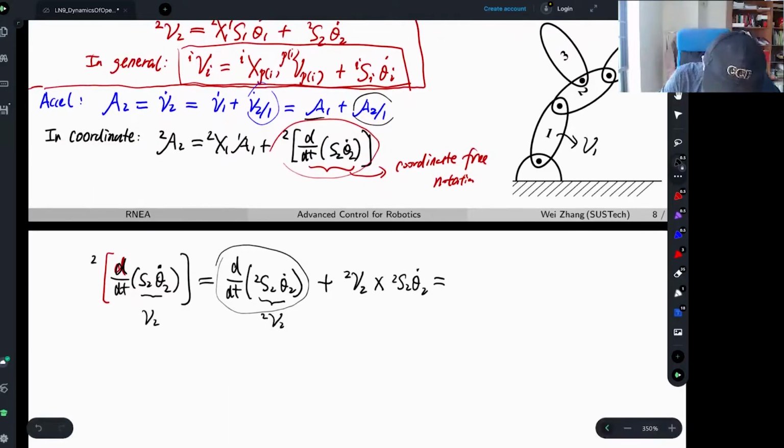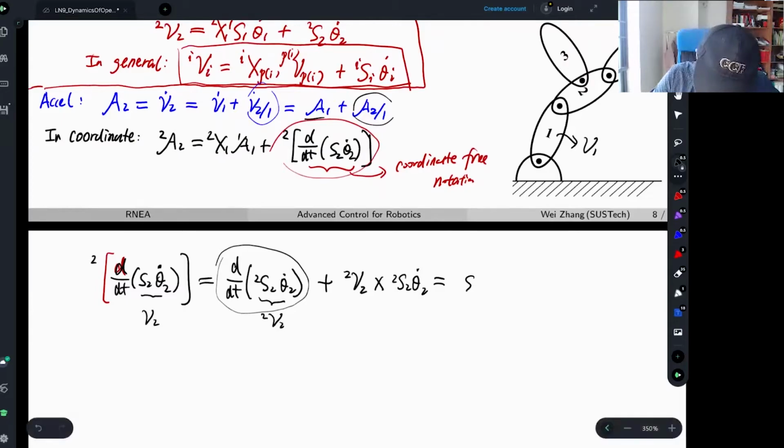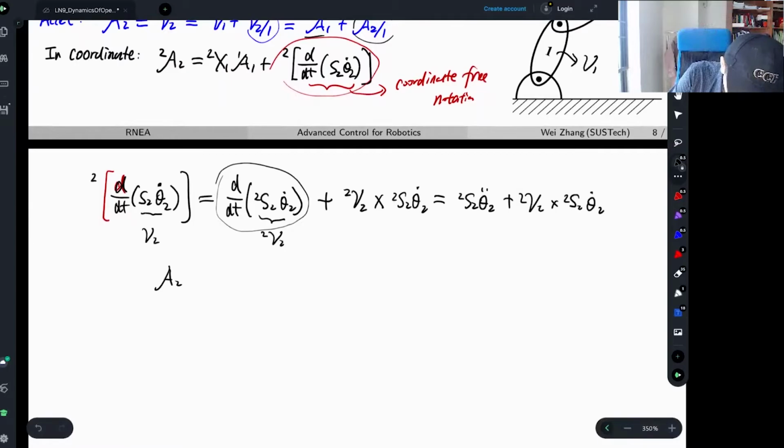Okay, if you do this, take the derivative inside. Because s2, I think I asked Fujin already, is a constant, if you take the derivative there, the apparent derivative part is only s2 theta 2 double dot plus v2 in 2 cross s2 theta 2 dot. That will be this term. Overall, we will have a2 in 2 equal X 1 to 2 a1 in 1 plus v2 in 2 cross, the spatial cross product, s2 theta 2 dot, plus s2 theta 2 double dot.